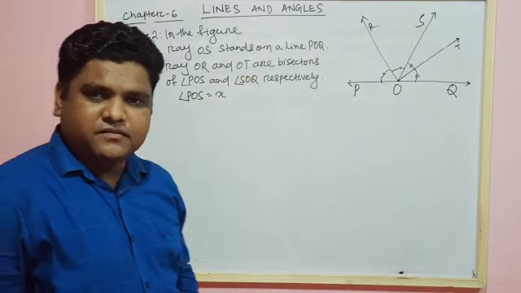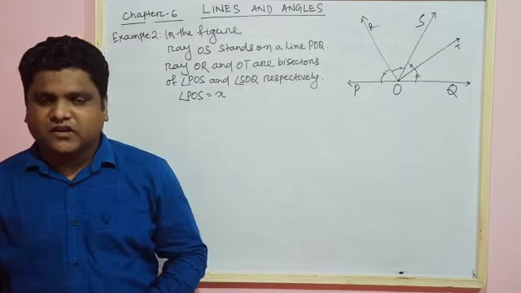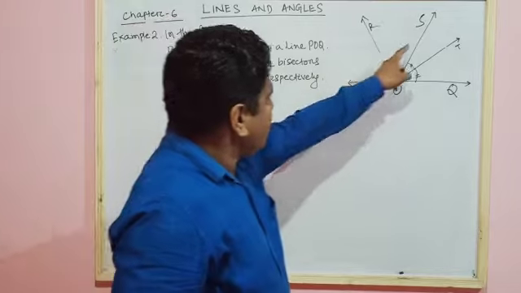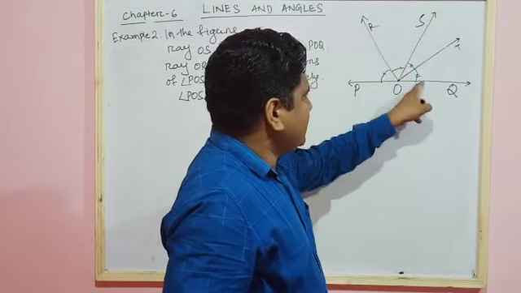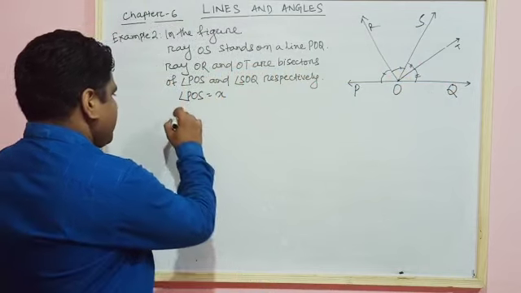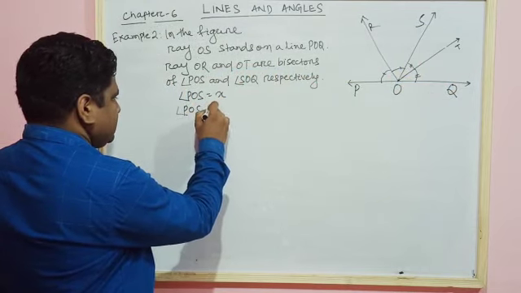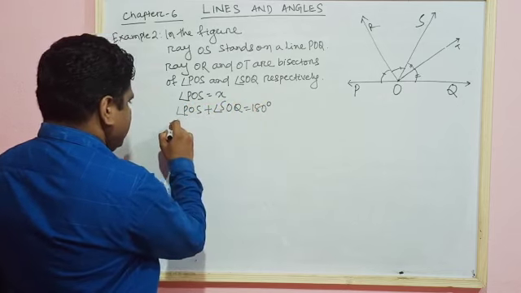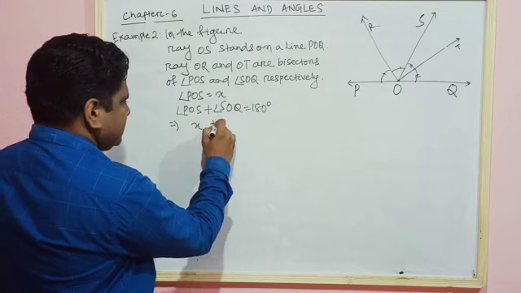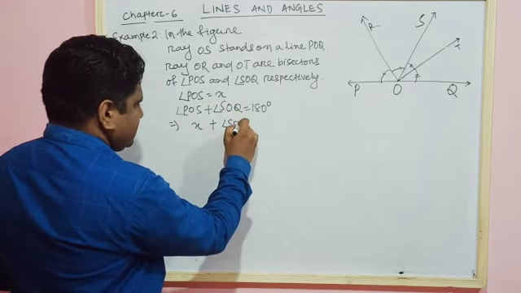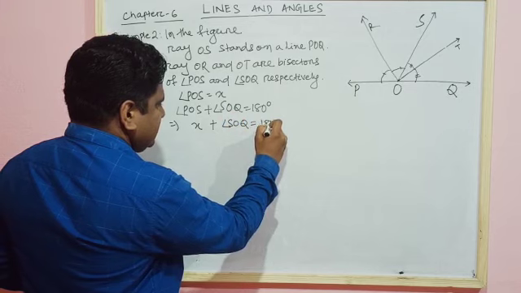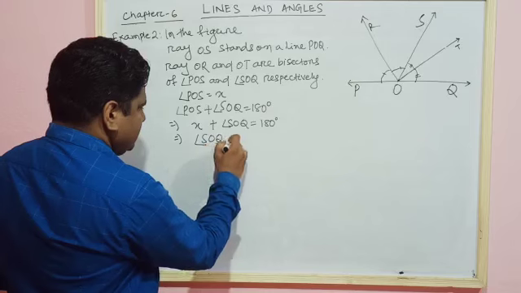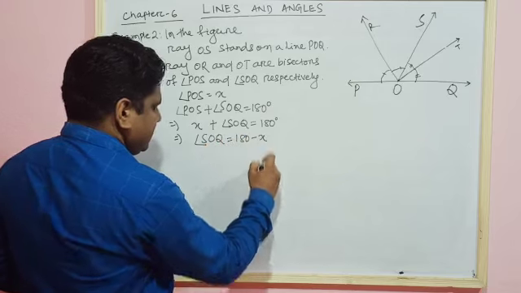According to the concept of a linear pair of angles, the sum of a linear pair of angles is 180 degrees. So angle POS and angle SOQ sum to 180 degrees. Angle POS plus angle SOQ equals 180 degrees. We put x in place of POS, plus SOQ, equals 180 degrees. So the measure of angle SOQ is 180 minus x degrees.